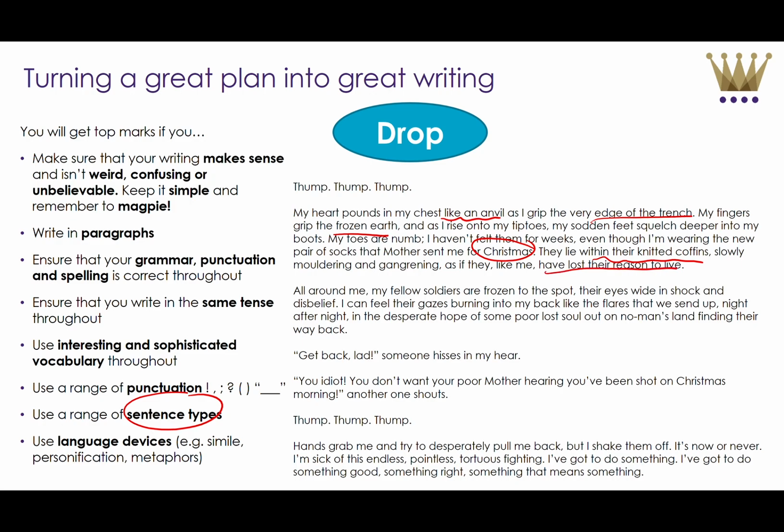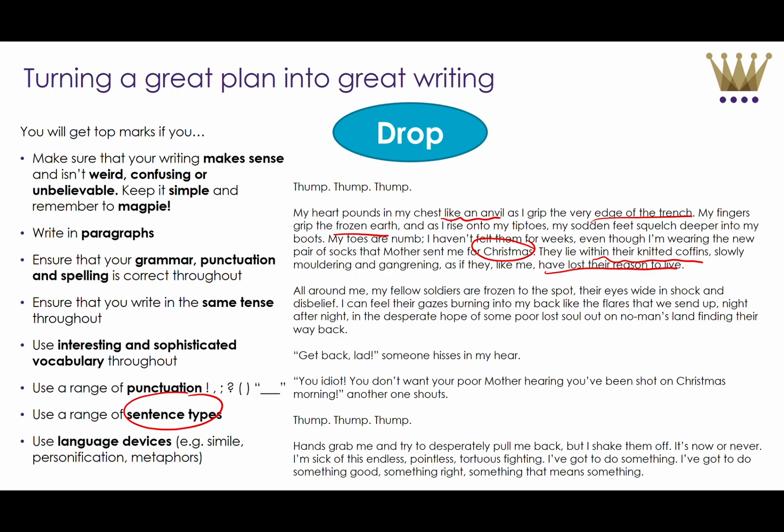So my first paragraph, I've used lots and lots of techniques, but I've also made it really clear: where am I? I'm in the trench. What time of year is it? It's Christmas time. Who am I? I'm a soldier. I haven't said that I'm a soldier, but it's really obvious that I am. And I've made it clear that I've lost my reason to live.